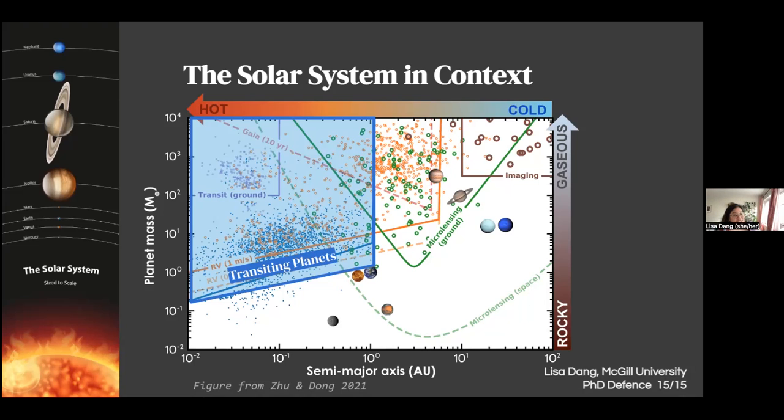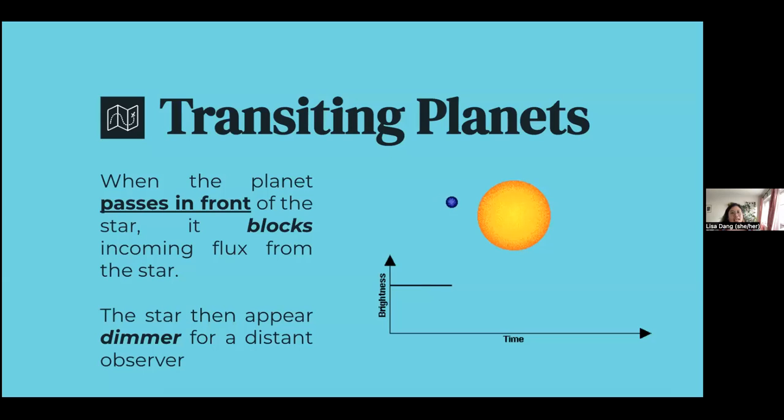And then finally, the last method that I want to talk about today, which is by far the most successful of all, is detecting transits of exoplanets. Transits are an intriguingly simple way of finding a planet. When a planet is on an edge-on orbit and passes in front of its host star, it's going to block incoming flux from the star, and as a consequence the star is going to appear a little bit dimmer. So you'll see a dip in the brightness, as you can see here.